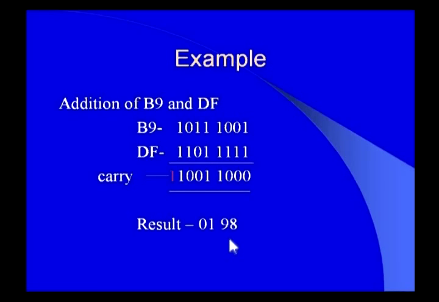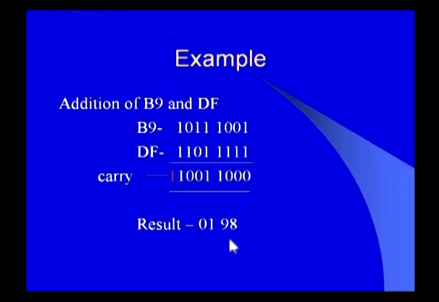According to this example, the sign flag is set to 1 because the MSB is 1. The zero flag is set to 0 because the result is not 0. The auxiliary carry is set to 1 because there is a carry from the lower order nibble to the higher order nibble. The parity flag is set to 0 because we have an odd number of ones. The carry flag is also set to 1 because there is a carry while adding the two numbers in the MSB bits.